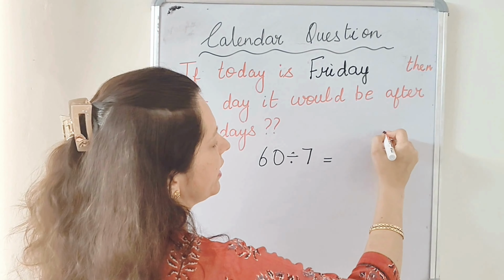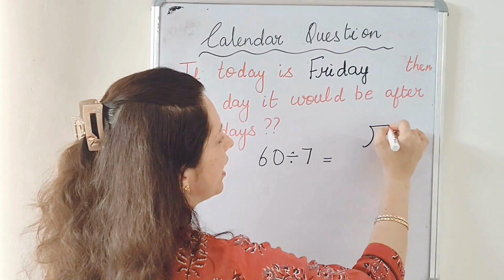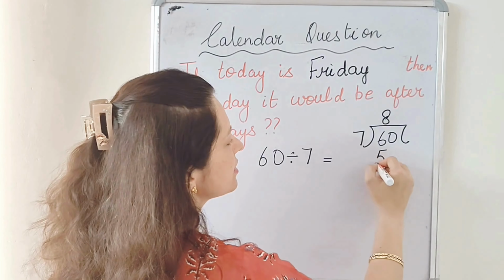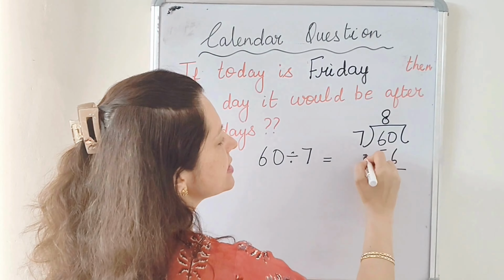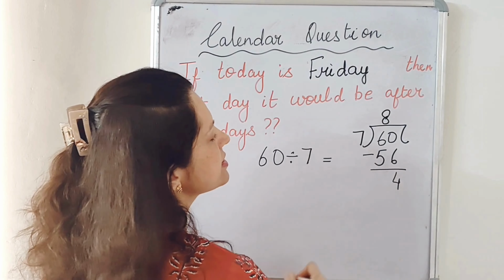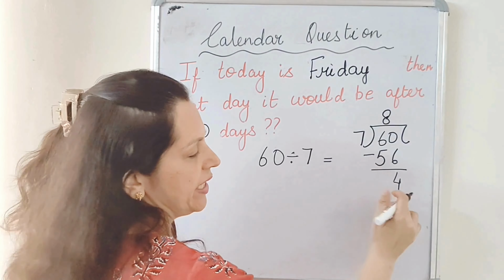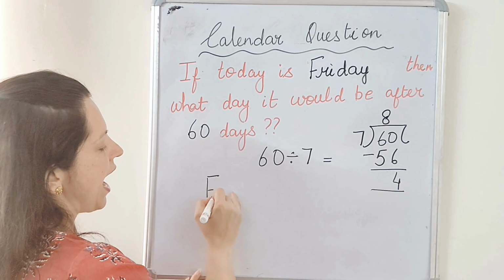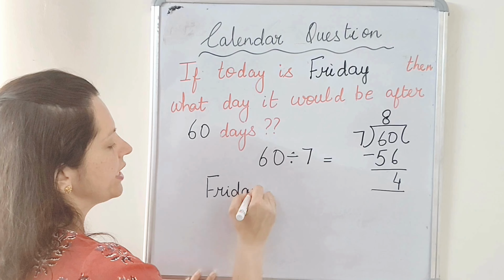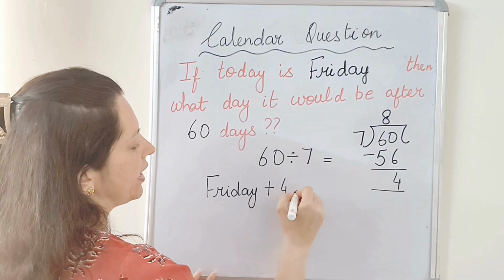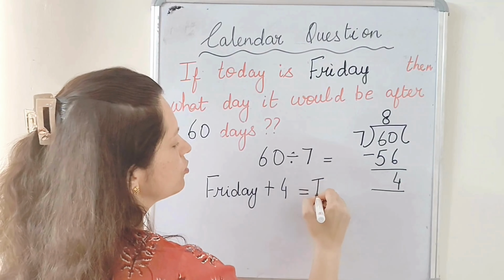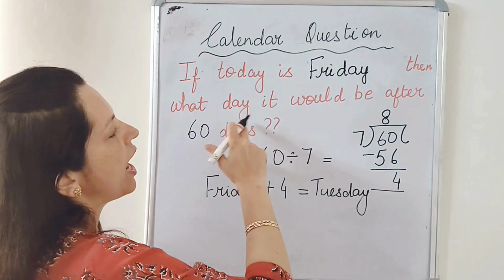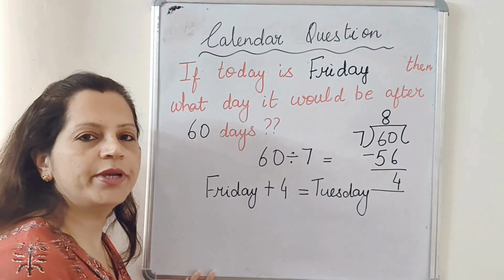Now, let's divide. 60 divided by 7. 7 times 8 is 56 and 60 minus 56 is 4. So, the remainder is 4. So, if today is Friday, add 4 days after Friday. That would be Tuesday. So, if today is Friday, then after 60 days, it would be Tuesday.